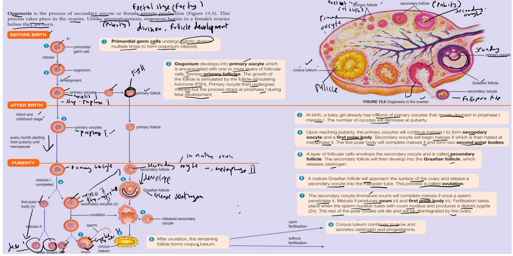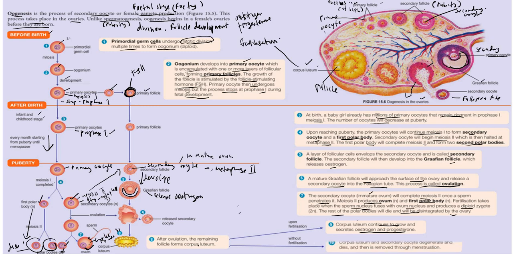So this corpus luteum, if fertilization occurs, will secrete estrogen and progesterone. If fertilization occurs, sperm meets with ovum, so corpus luteum will produce estrogen and progesterone, and it continues to grow because later it will prepare for the implantation of the embryo. Okay, for the implantation, to grow and secrete estrogen and progesterone.